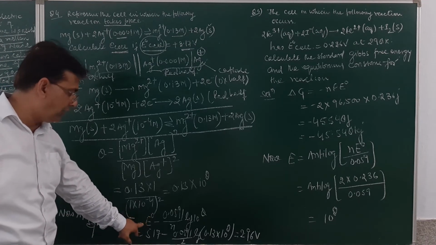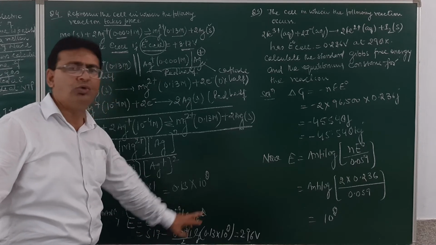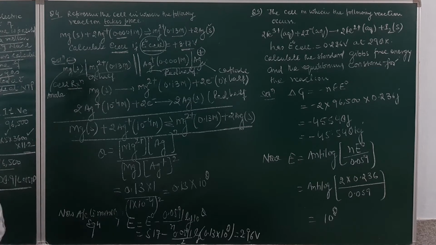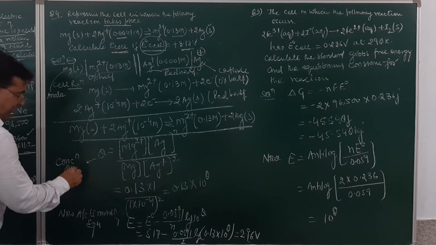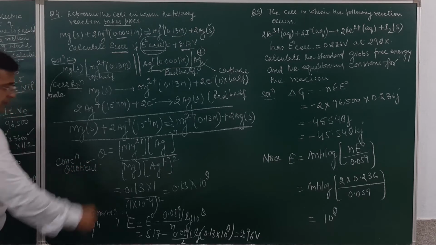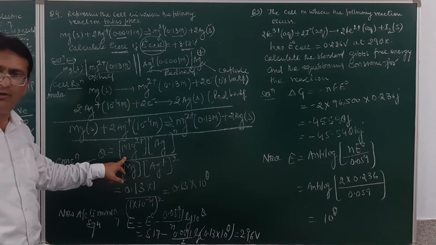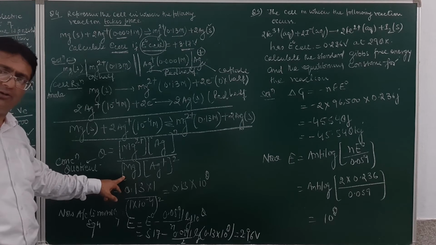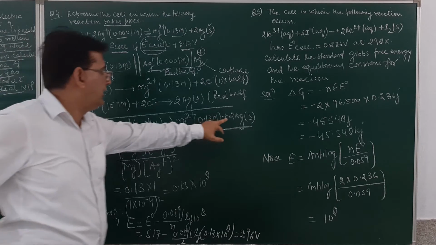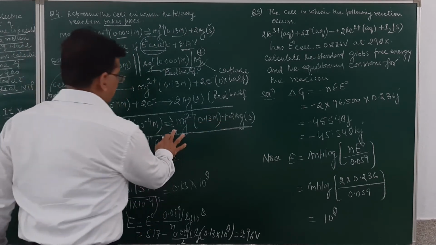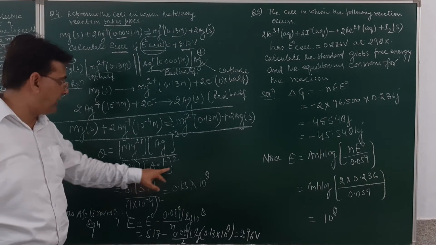E will be equal to E naught minus 0.0591 upon n log base 10 Q. Q is a concentration quotient. Now, the concentration quotient is the product of the active masses of the products over the active masses of the reactants. Am I clear? The active mass of the product will be magnesium ion and silver ion raised to the power 2. For the reactant, it will be magnesium and silver ion raised to the power 2.